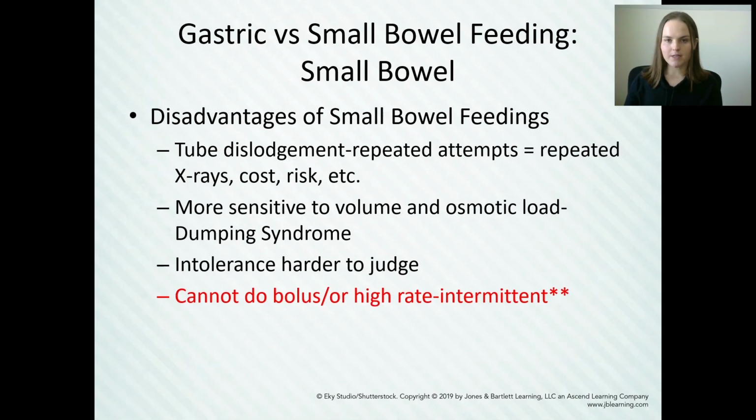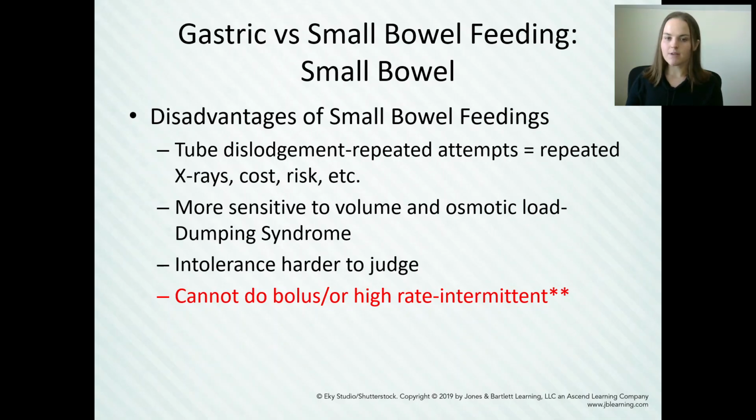Disadvantages of small bowel feeding tubes. It is a little bit more costly to place a small intestine feeding tube just because you do need to confirm the location either via x-ray or via that electromagnetic technology that I mentioned earlier. And so if the feeding tube gets dislodged or pulled out, there's just more cost associated with it.